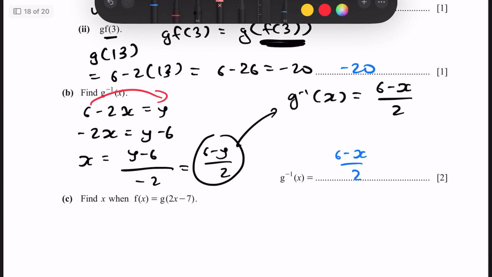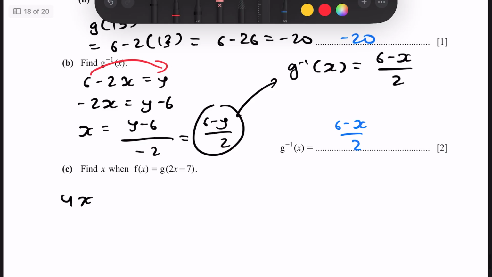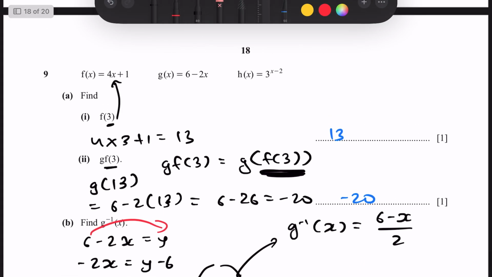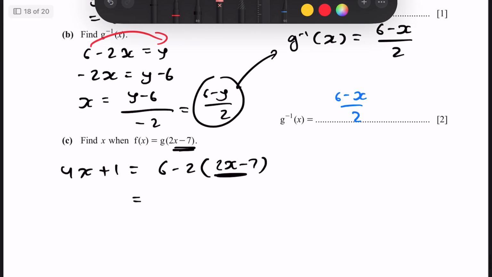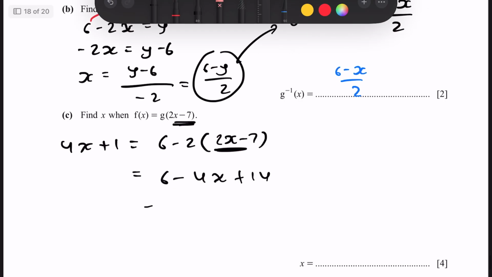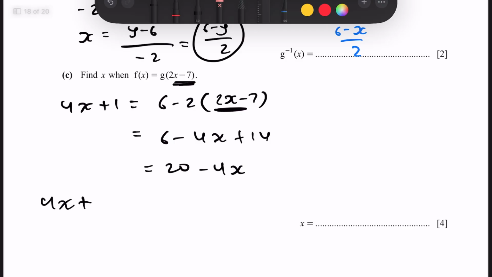Now (c) says to find x when f(x) is equal to g(2x minus 7). So f(x) is equal to 4x plus 1 as shown above, and g(2x minus 7) is when you sub in 2x minus 7 into x over here. So this would be equal to 6 minus 2, and this is where x would have been, but now we have 2x minus 7. So this is equal to 6 minus 4x plus 14, which is equal to 20 minus 4x. Now 4x plus 1 is equal to 20 minus 4x.